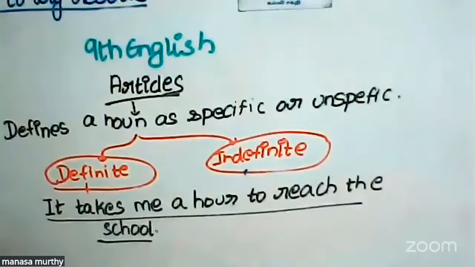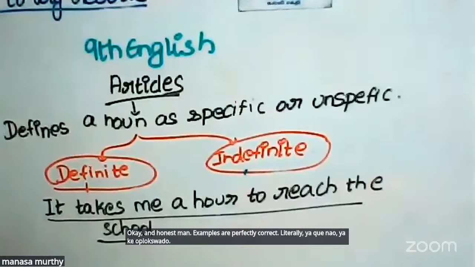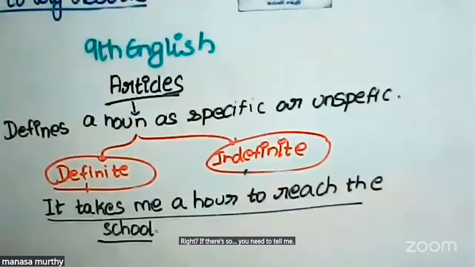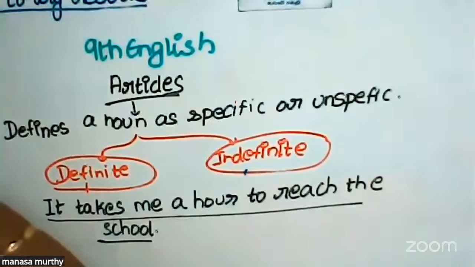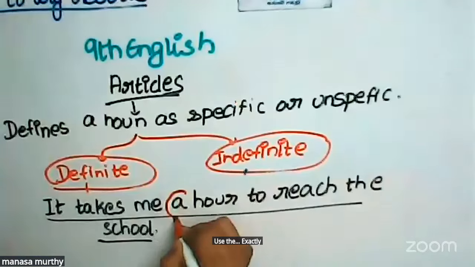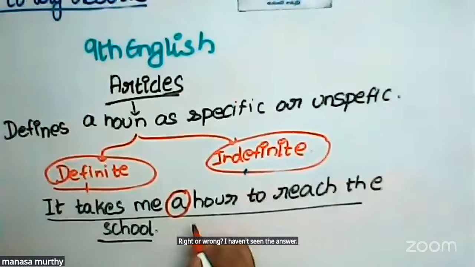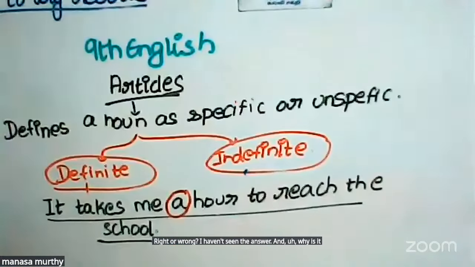Okay, an honest man. Examples are perfectly correct. The sun, we say all this. In these, why do we use the, and why do we not use a? Why is it so? You need to tell me. The moon, something that is unique and it can't be replaced. Use the. Exactly. This article a, right or wrong? I haven't seen the answer. An hour. Why is it so, an hour?